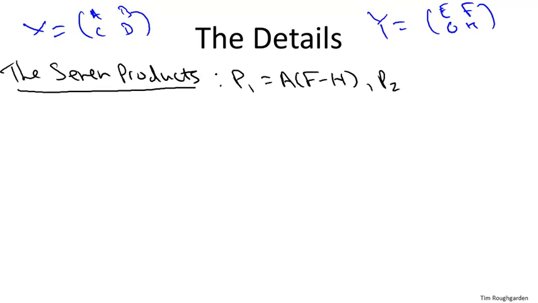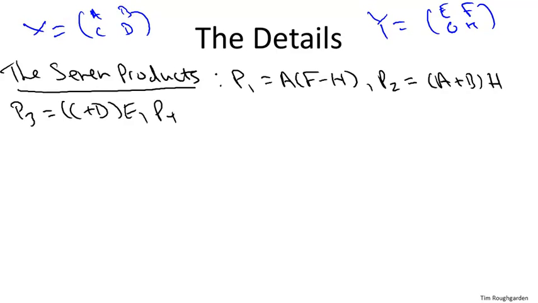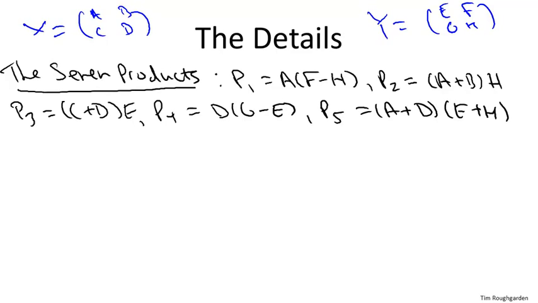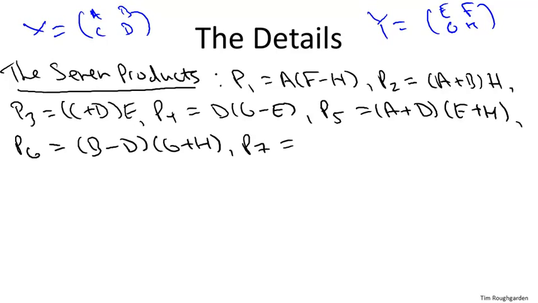P1 is A times quantity F minus H. P2 is quantity A plus B times H. P3 is quantity C plus D times E. P4 is D times quantity G minus E. P5 is quantity A plus D times quantity E plus H. P6 is quantity B minus D times quantity G plus H. And finally, P7 is quantity A minus C times quantity E plus F.